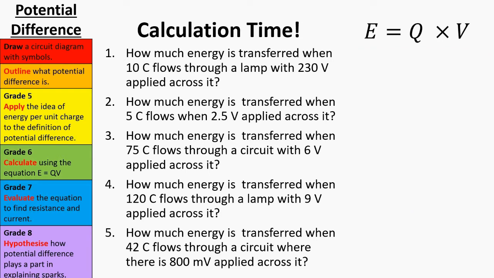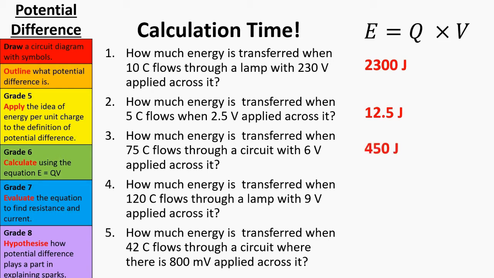So let's check your answers. Question 1. How much energy is transferred when 10 coulombs flows through a lamp with 230 volts applied across it? 2,300 joules. How much energy is transferred when 5 coulombs flows when 2.5 volts is applied across it? 12.5 joules. How much energy is transferred when 75 coulombs flows through a circuit with 6 volts applied across it?